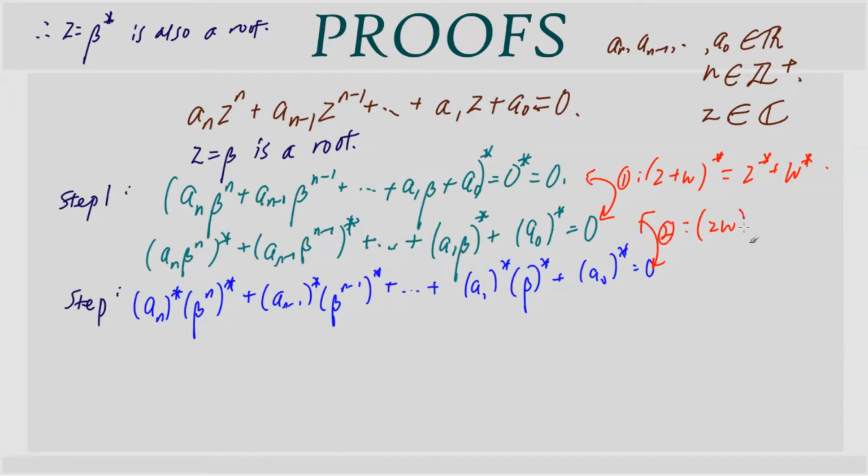the conjugate of ZW. In this case, you see Z is over here, W is over here. So the conjugate of that must be equal to the conjugate of Z times the conjugate of W. So let's try to prove that now. ZW, the whole thing conjugate, is equal to Z conjugate times W conjugate.